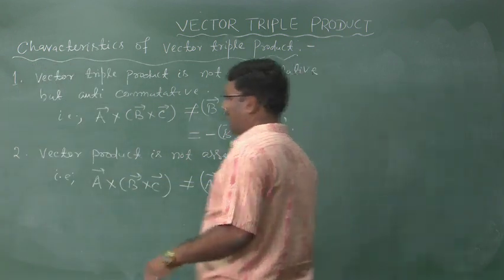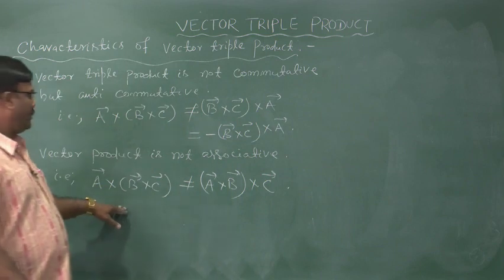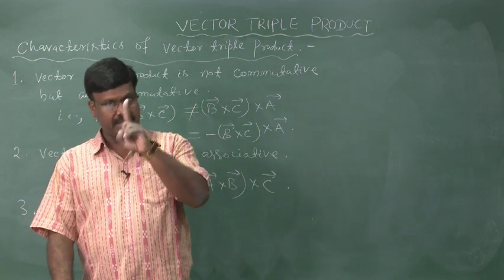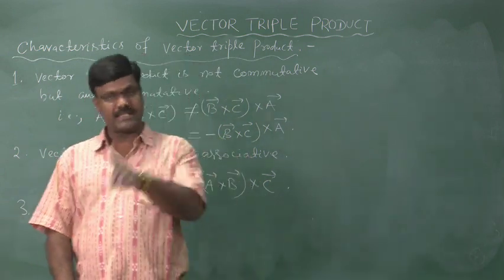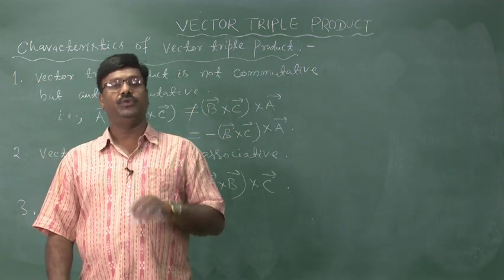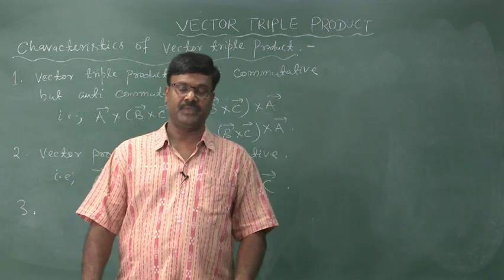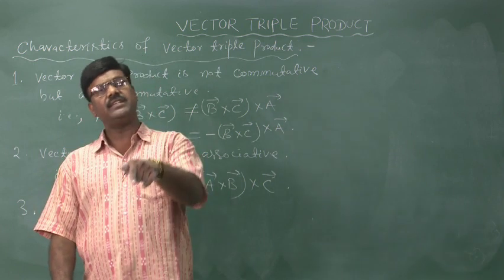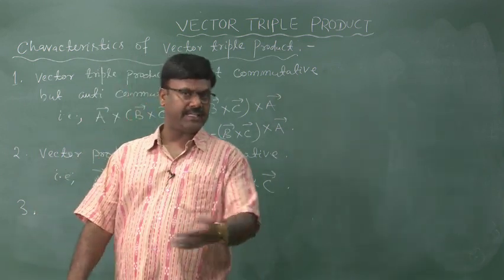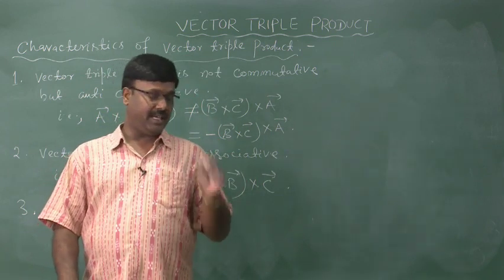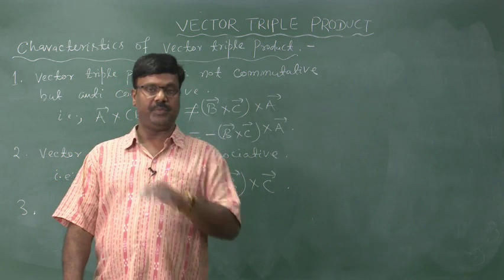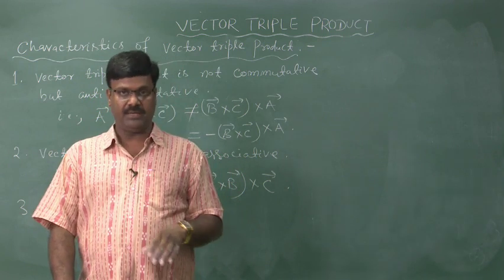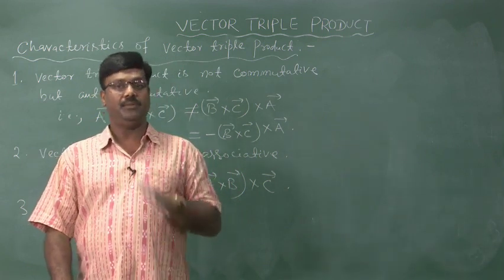And the third term can also be proved by expanding these terms. If we consider B vector cross C vector, then its direction will be perpendicular to the plane containing B vector and C vector. Now, if we consider A vector cross D vector, then its direction will also be perpendicular to the plane containing A and D. Now, what happens? This A vector cross D vector is parallel to the plane containing B vector and C vector. That means A vector cross B cross C is parallel to the plane containing B vector and C vector.